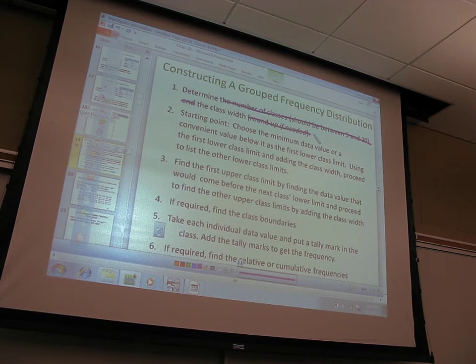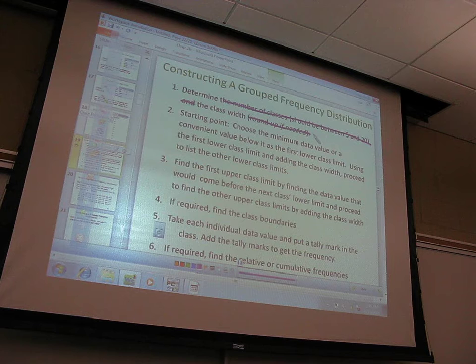So if your range is really small, like from 1 to 12, you can't do a class width of 5. Does everybody understand what I'm saying? If we're talking about siblings and it only goes from 1 to 12, you can't do 5. So you just have to do a class width of like 2 or 3 or something like that, or maybe even 1.